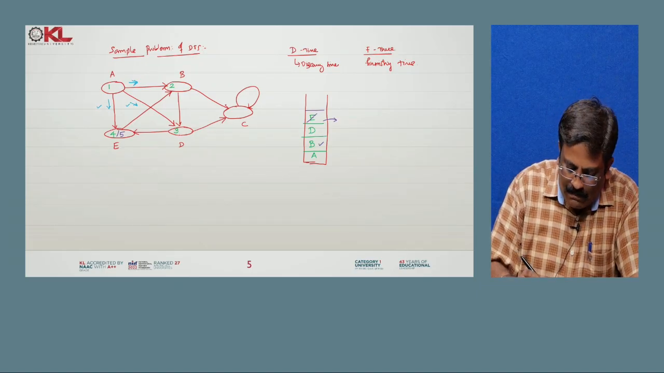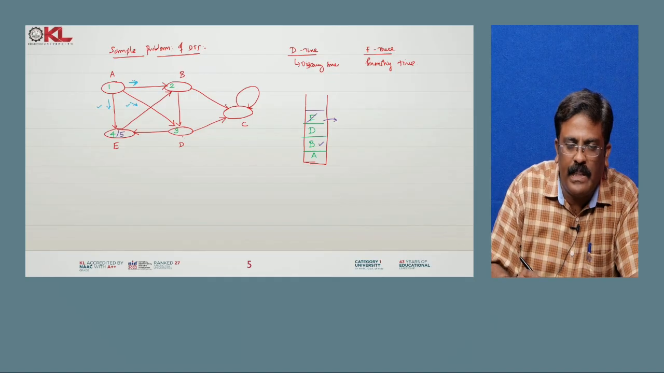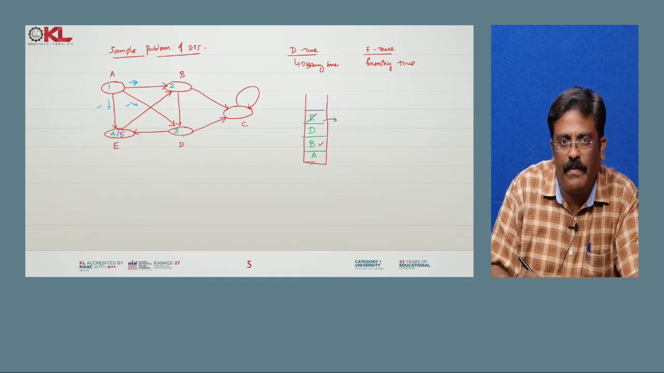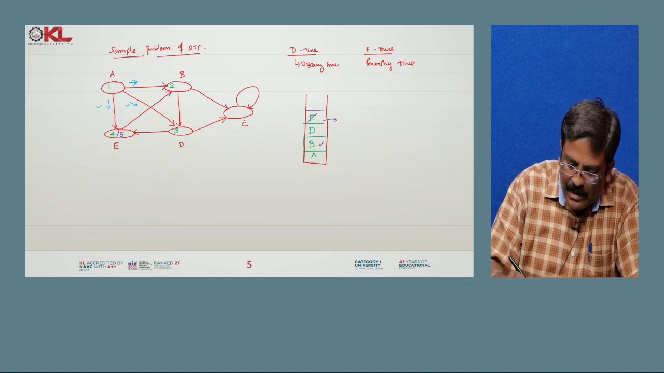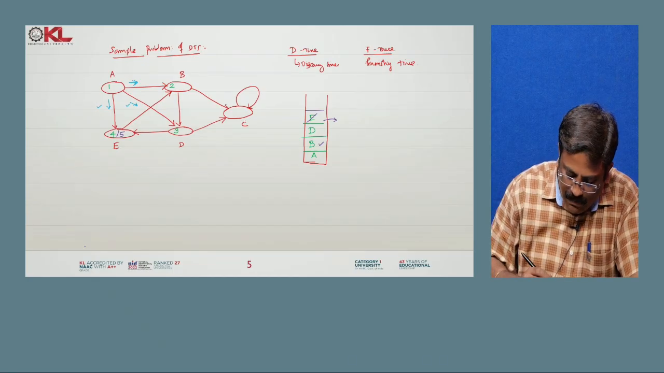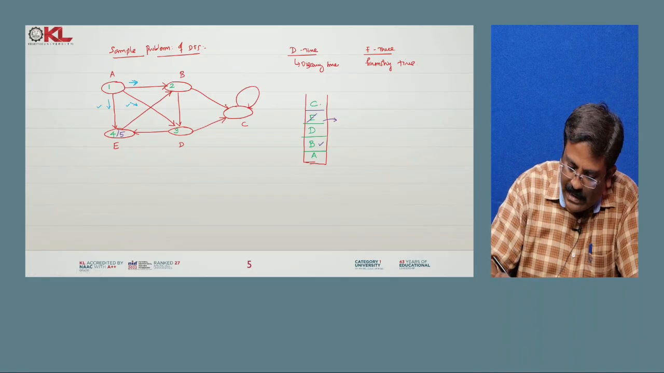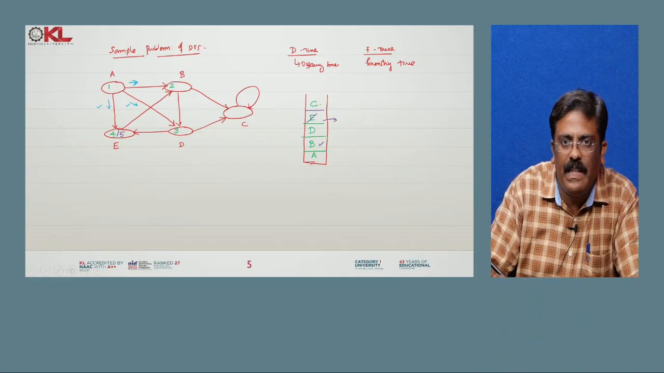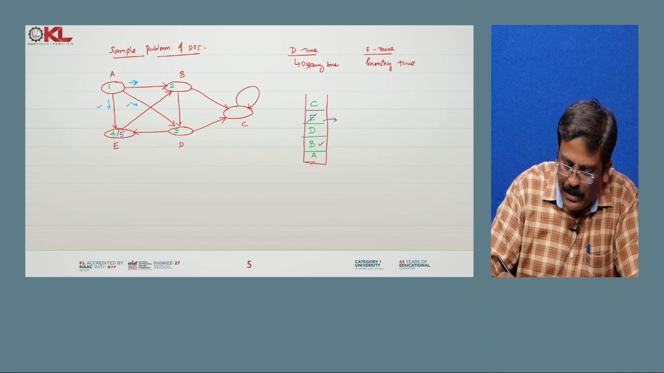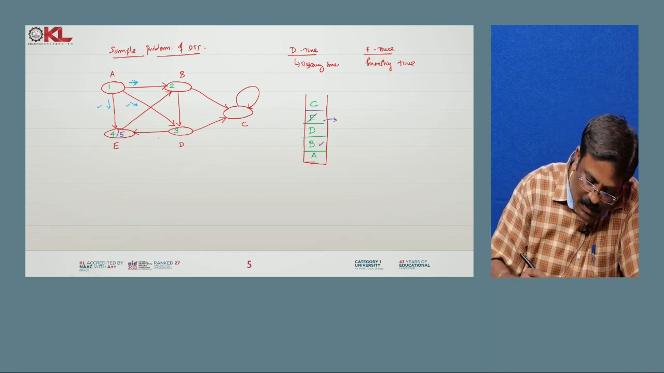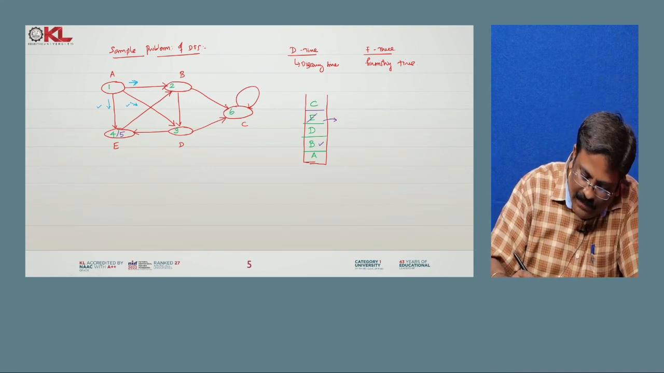So in D, is there any path available to visit? Of course there is a path available from D, that is nothing but C, so we can visit C. So I can update my stack with C here, because there is a possibility to visit C there. So on the sixth cycle I am visiting C.